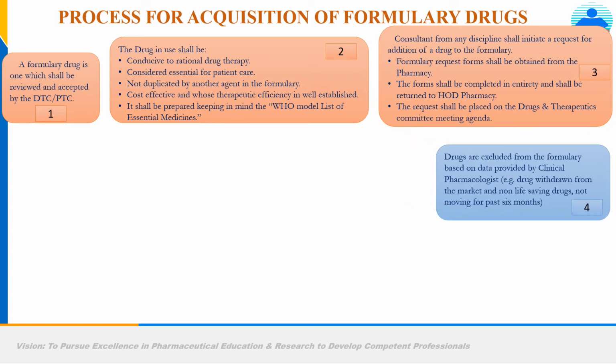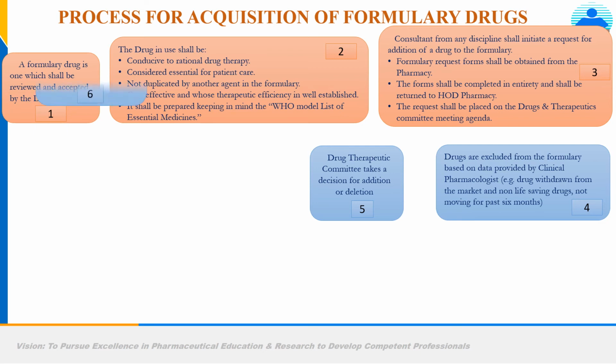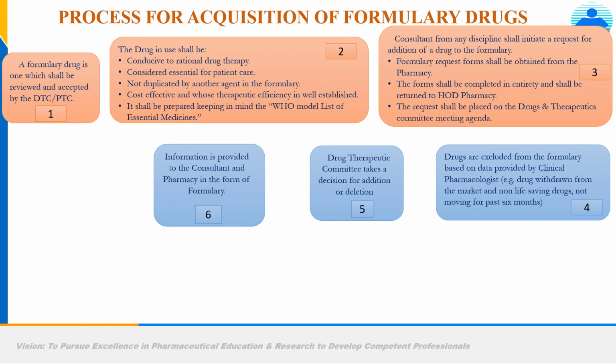Drugs are excluded from the formulary, meaning deleted from the formulary, based upon the data provided by the clinical pharmacologist. For example, if any drug is withdrawn from the market, or if a drug is a non-life saving drug, or not moving for the last 6 months. The drug therapeutic committee takes a decision for the addition or deletion of this drug. Information is provided to the consultant and the pharmacy in the form of a formulary.